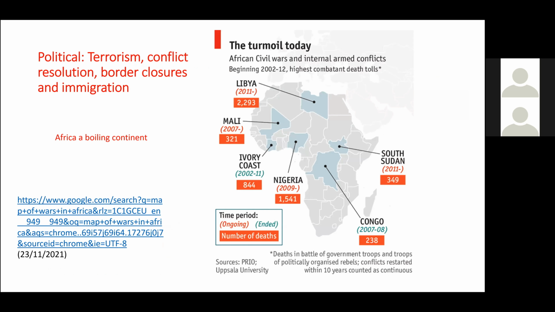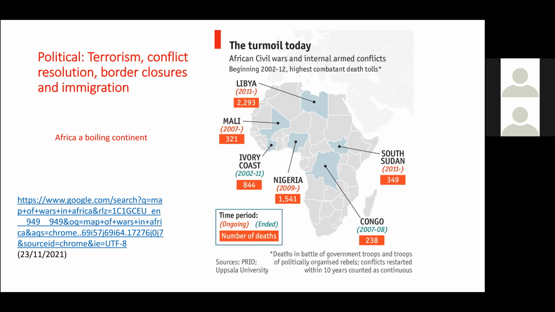Another reason that causes the previous problems that I was talking about is the political situation of Africa: terrorism, conflict resolution, border closures, and immigration. This really reflects the situation between 2002 and 2012. It's a period where Mozambique was in peace, because the current map, the further one I'll show you, is showing a new situation.